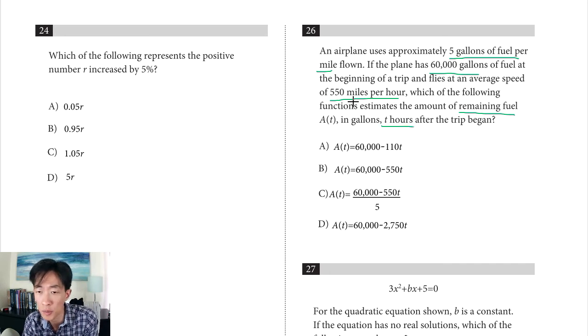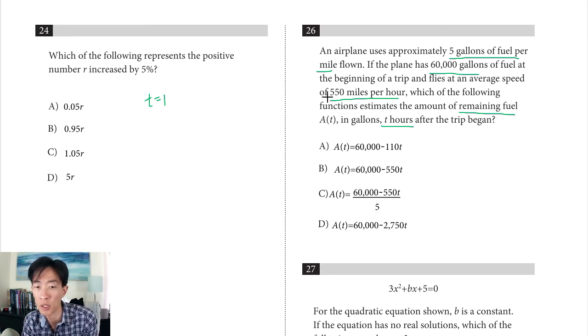So if you're totally confused by this, probably the easiest way is to plug in a number for t and then see what your calculation is and then see which answer choice matches up. So I'm going to do that real quick. Let's assume for argument's sake t equals 1. So that means we have flown 1 hour, and at the end of the day we want to know how much fuel is remaining, so we have to figure out how far we went and how much fuel we used.